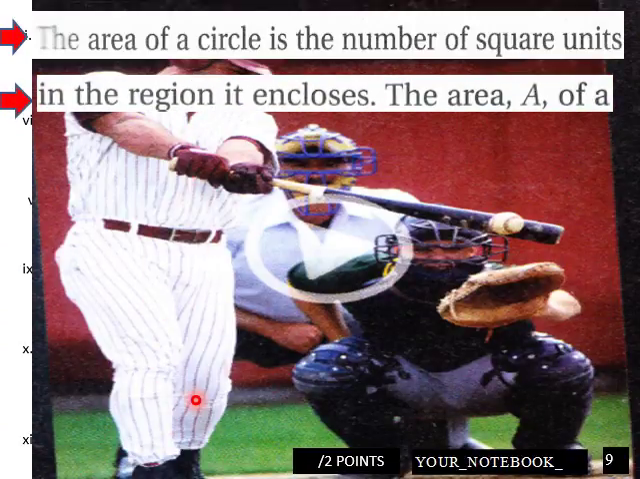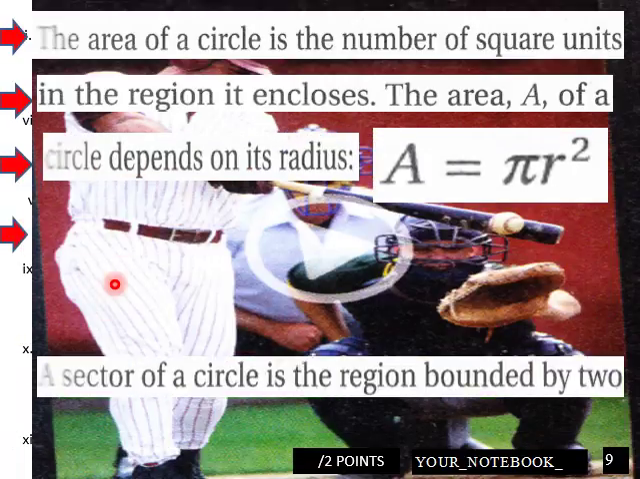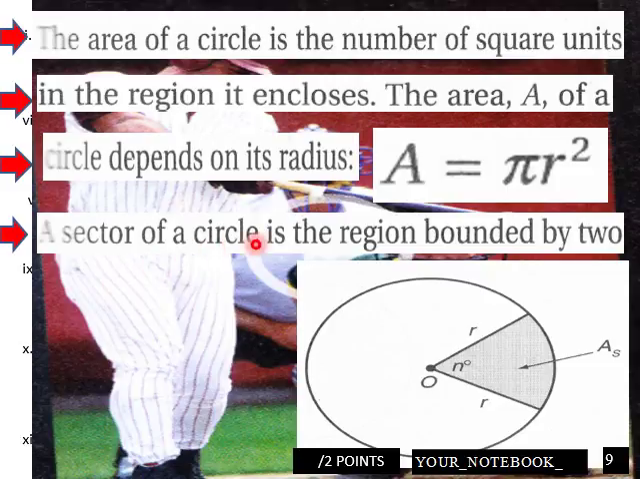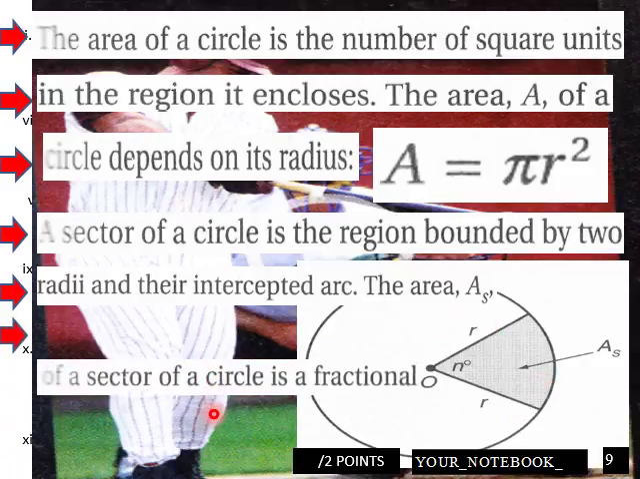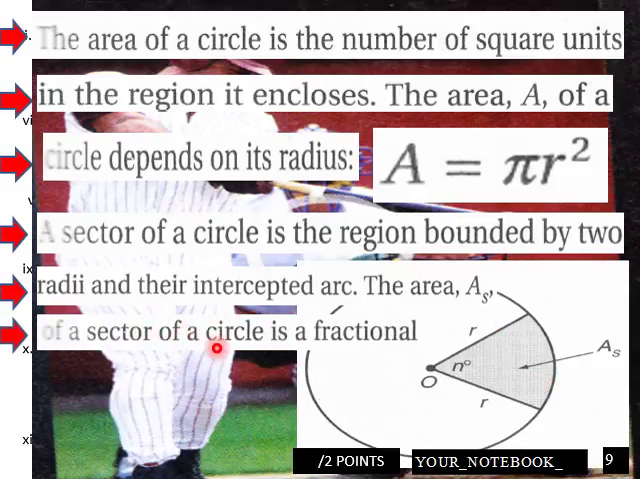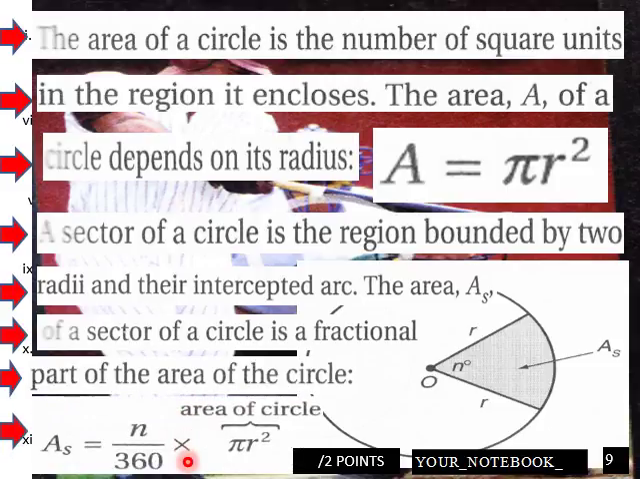The area of a circle is the number of square units in the region it encloses. The area A of a circle depends on its radius. A sector of a circle is a region bounded by two radii and their intercepted arc here. The area A of a sector of a circle is a fractional part of the area of a circle.